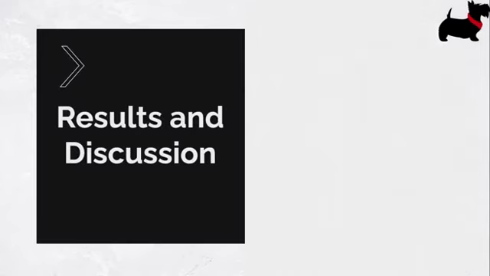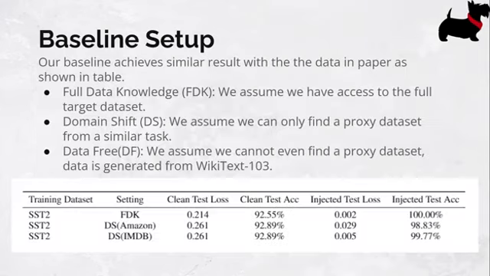Okay, next we'll talk about our experiment results. The first part is the baseline setup. Based on our assumption about the attacker's knowledge of the fine-tuning dataset, we categorize the poison data into three parts. The first part is full data knowledge, where we assume we have full access to the target dataset.